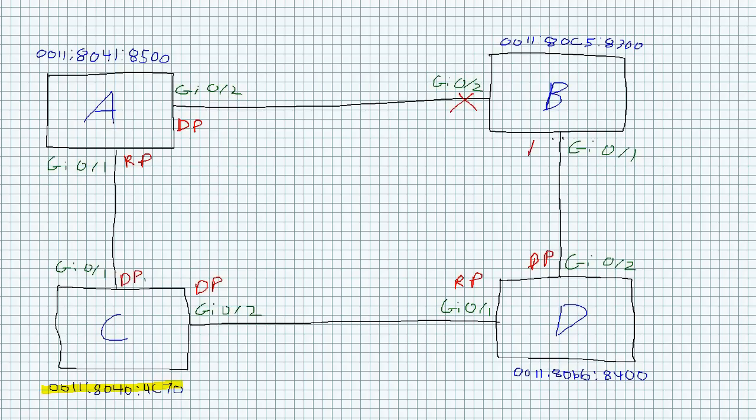This guy will be another root port. And now you can see how Spanning Tree Protocol prevents a loop within the network.